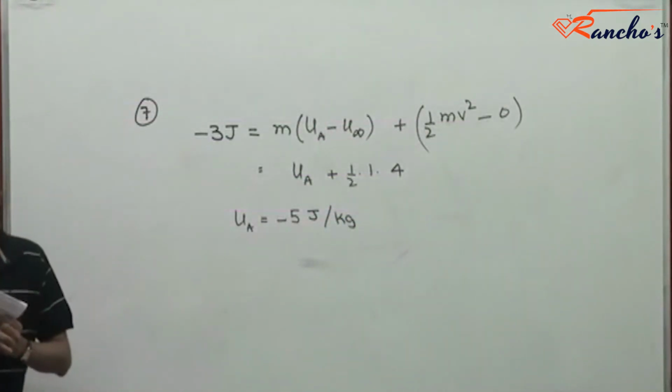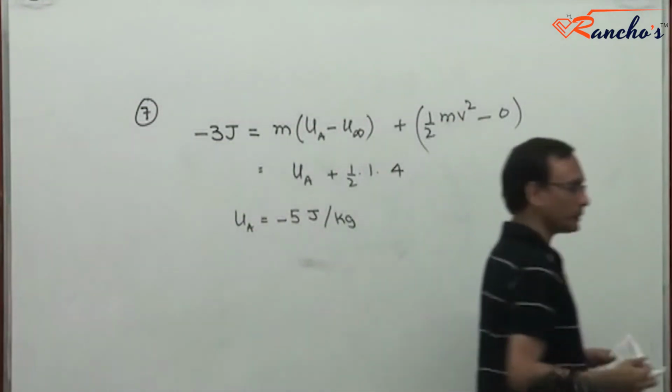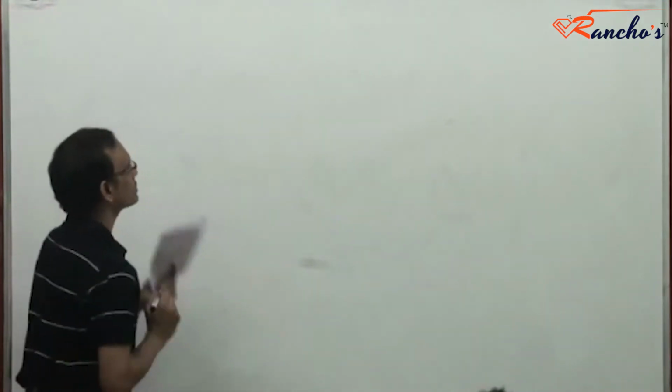That's the potential of a unit mass when placed at A. Got me? Problem 8.